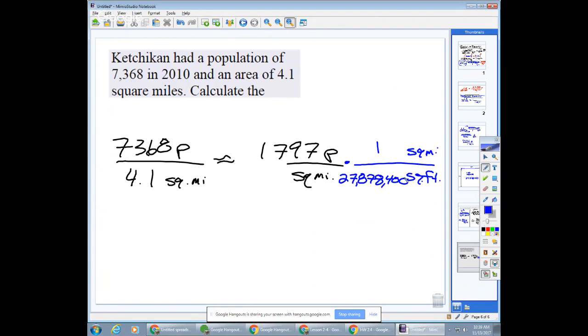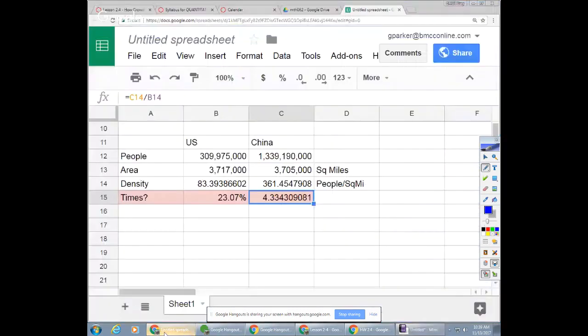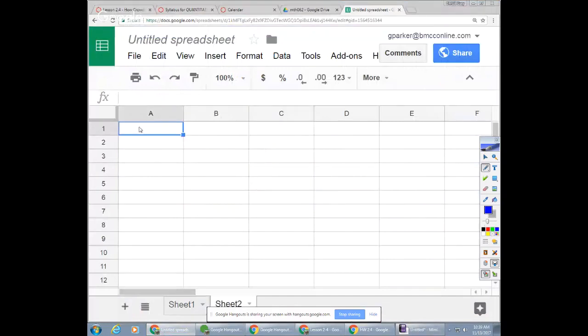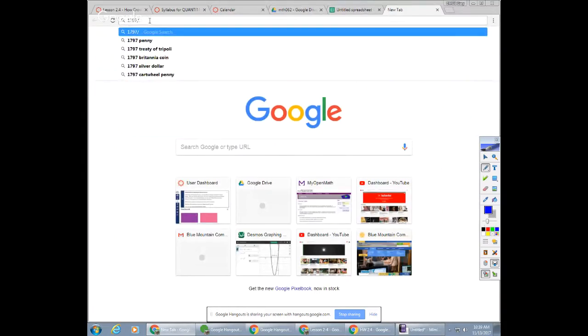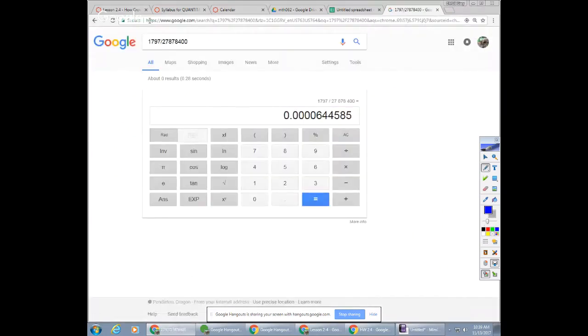Okay. Yeah, so to make this calculation here, ultimately we have the 1,797 divided by the 27 million there. Now that's going to be a weird looking number when we first calculate it, so let's whip it out anyway. So I'm going to go to my Google screen, open up a new sheet. Actually, I'm just going to go to regular calculator. 1,797 divided by 27,878,400, and I get this wicked little number.